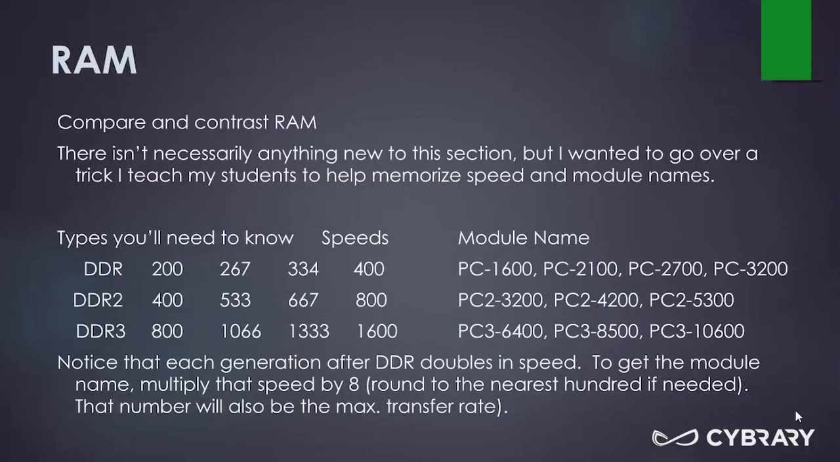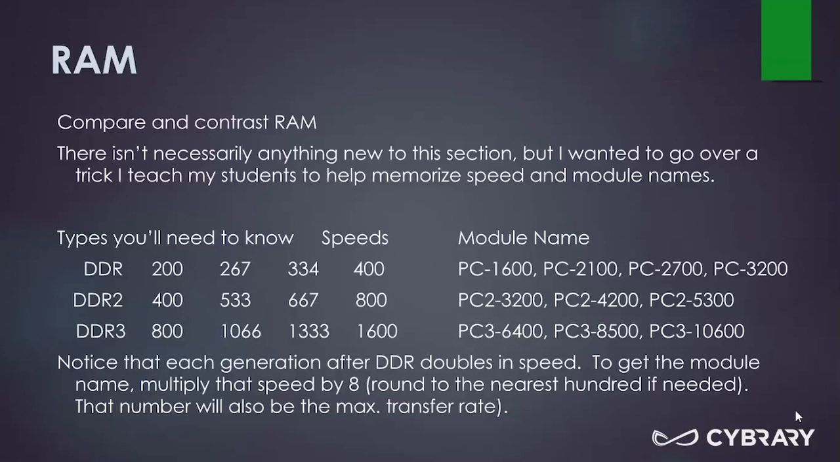Okay, next section, we need to compare and contrast RAM. In the 901, there isn't anything particularly new to the section. I do want to go over a trick, though, that I teach my students to help memorize speed and module names. One of the things you'll need to know, or can be tested on, is the speeds that each generation of DDR RAM come in, and also that module name.